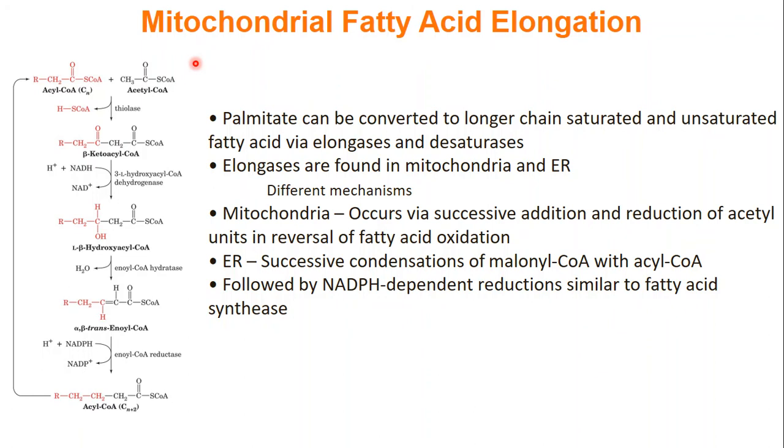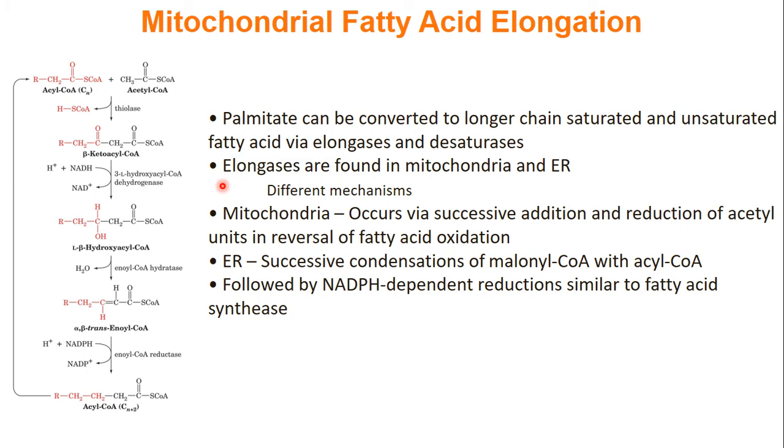In this video, we're going to look at how we can modify our palmitate that we got out of beta oxidation. And we can convert it to longer chains, and we can convert it to saturated and unsaturated via elongases and desaturases. So elongases are the enzymes that make our fatty acid longer, and they're found both in the mitochondria and the ER. And they have slightly different mechanisms.